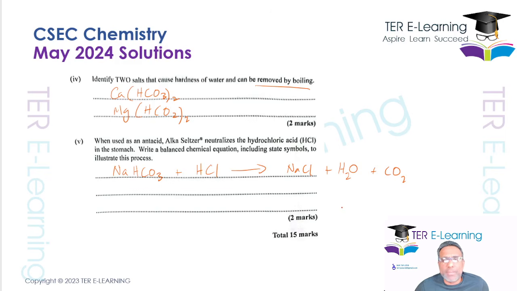In terms of balancing the equation, we have one sodium on the left, one sodium on the right. You have two hydrogen on the left, two on the right, three oxygen on the left, three oxygen on the right, one chlorine. So we're looking good there, right? We don't have to include anything else, right? And guys, that's it. That brings us to the end of the 2024 solutions for the Chem Paper 2, right?